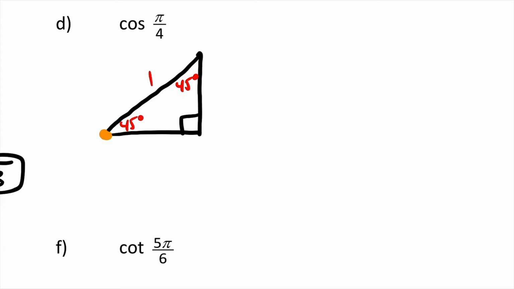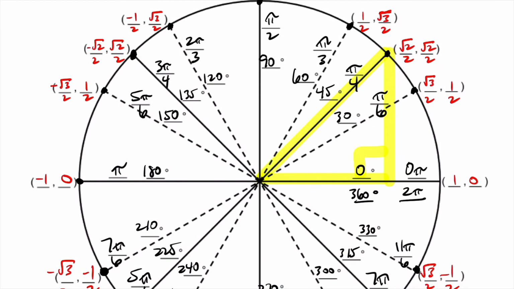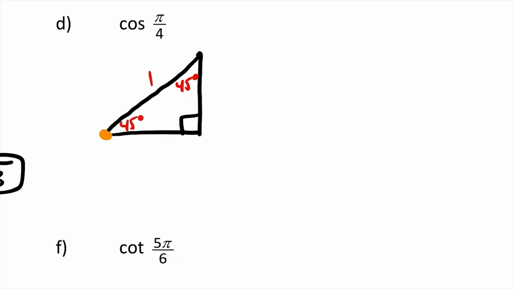The hypotenuse is always 1. Okay, so now I need the base and the height of the triangle. Well, the base is the same thing as the x. So I know the x is square root of 2 over 2. The height is the same thing as y. That's also the square root of 2 over 2. Okay, so base and height are the same because it's a 45, 45, 90.